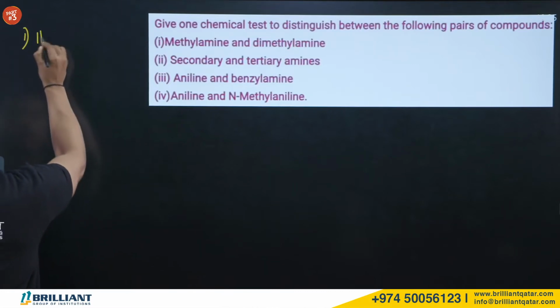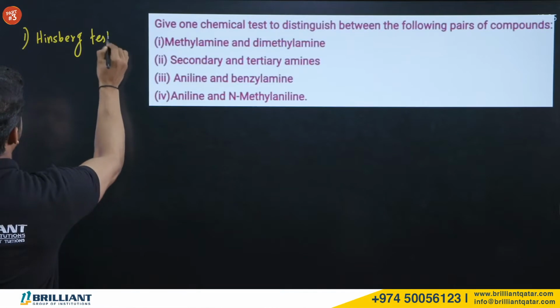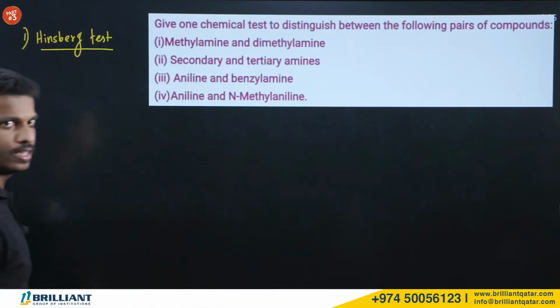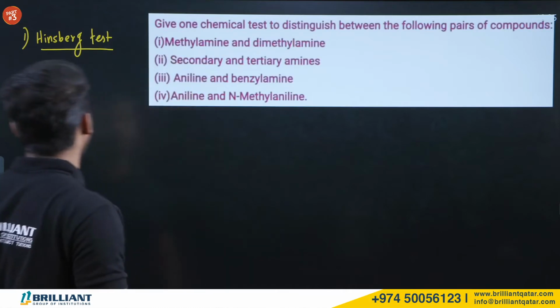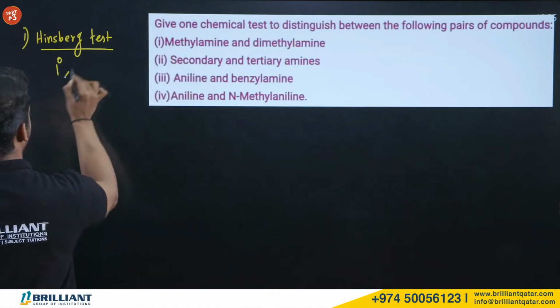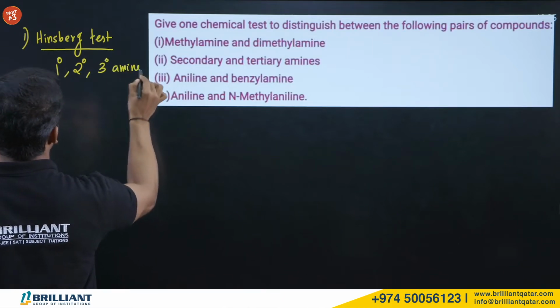One is called Hinsberg test. You know, Hinsberg test is the reaction with benzene sulfonyl chloride. It is a test mostly we are using to distinguish between primary, secondary, and tertiary amines.